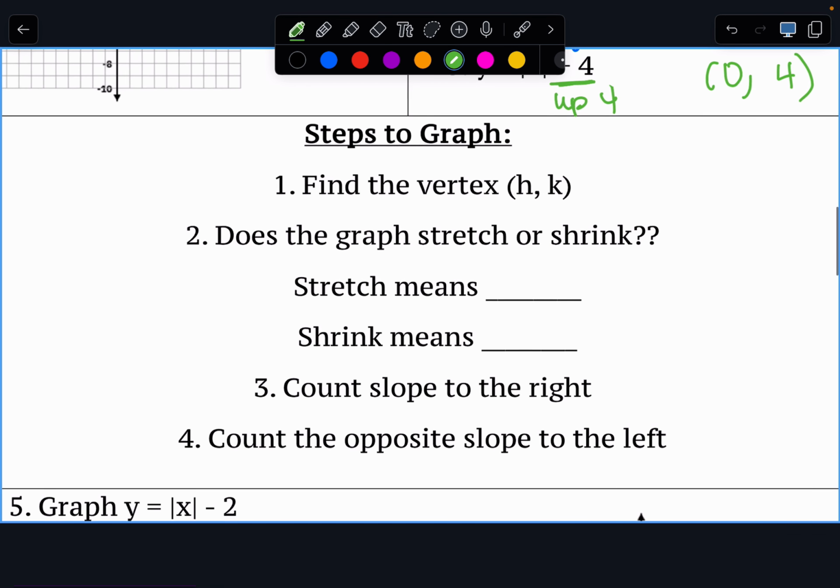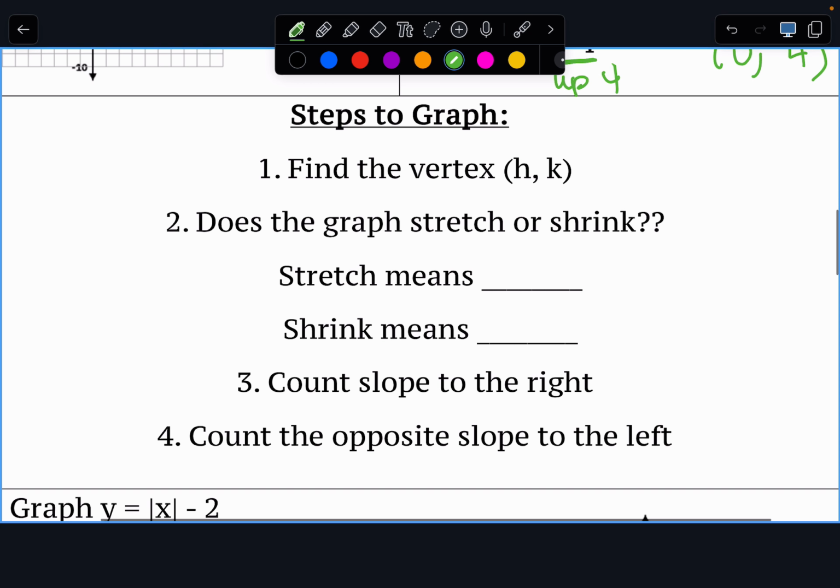These are the steps that we're going to take in order to graph our absolute value. Figure out where the vertex is. We need to be able to decide if we have a stretch or a shrink.